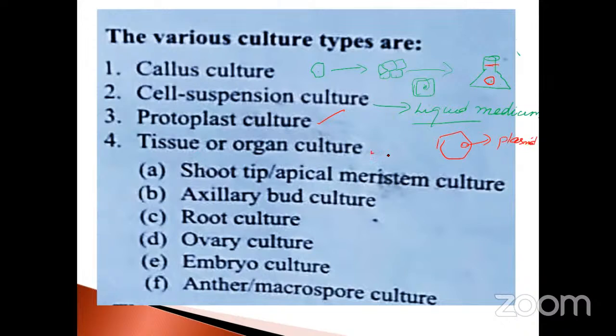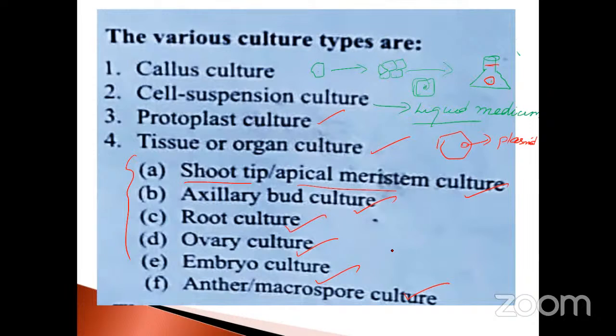Tissue or organ culture: what tissues can we grow? Shoot tip or apical meristem culture is possible. Axillary bud culture, root culture, ovary culture, embryo culture, anther and microspore culture. These are the possibilities. Any plant part, as we already discussed. What is the meaning of tissue culture? Tissue culture is named for any part of the plant body, isn't it, my dear?